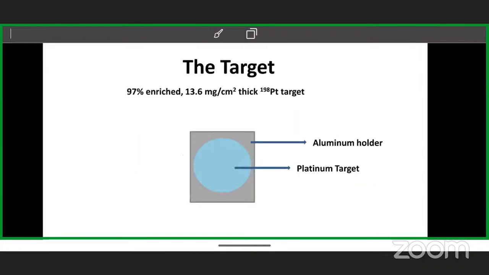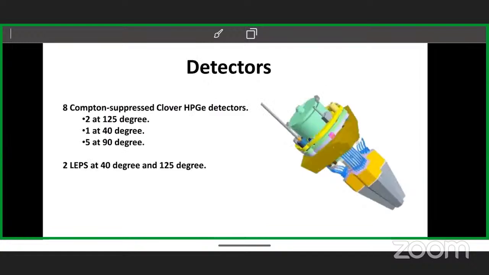So let us talk about the target. Our target was a 97% enriched, 13.6 milligram per centimeter square thick 198 platinum target, which was set on an aluminium holder, a self-sustaining target. Talking about detectors, we had 8 Compton suppressed Clover high purity germanium detectors, 2 at 125 degrees, 1 at 40 degrees, 5 at 90 degrees. Also 2 low energy positron spectrometers, 1 at 40 degrees and another at 125 degrees.